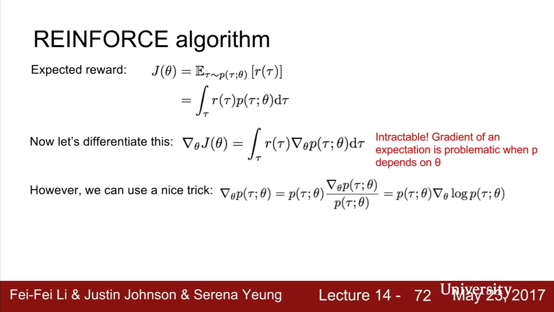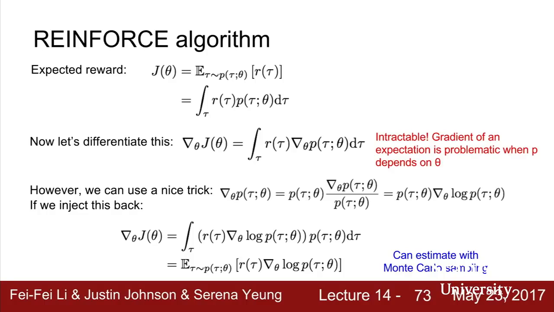However, we can use a trick to get around this. We can rewrite the gradient of p by multiplying by 1, that is, multiplying top and bottom both by p of tau given theta. Then the terms on the left and right are equivalent to p of tau times the gradient with respect to theta of log of p, because the gradient of log of p is just 1 over p times the gradient of p.